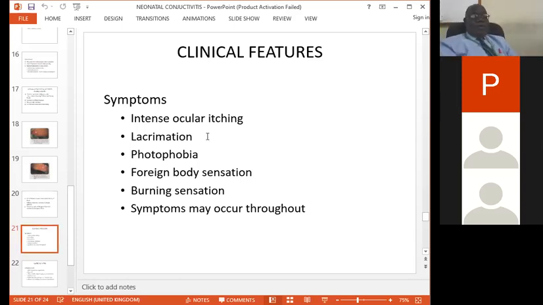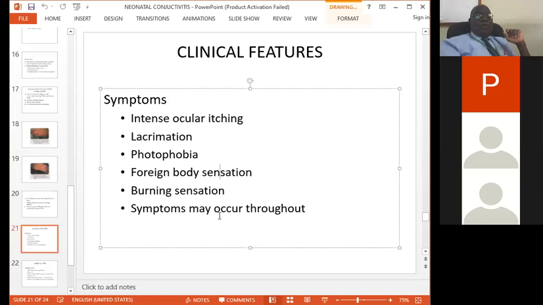Symptoms: intense ocular itching. No one leaves the eyes alone once they are itching; they always want to scratch. Lacrimation, watering eyes, photophobia, foreign body sensation, burning sensation, and symptoms may occur throughout the year.